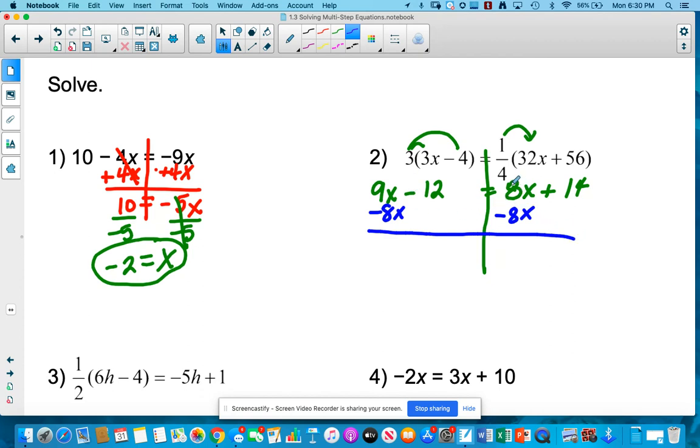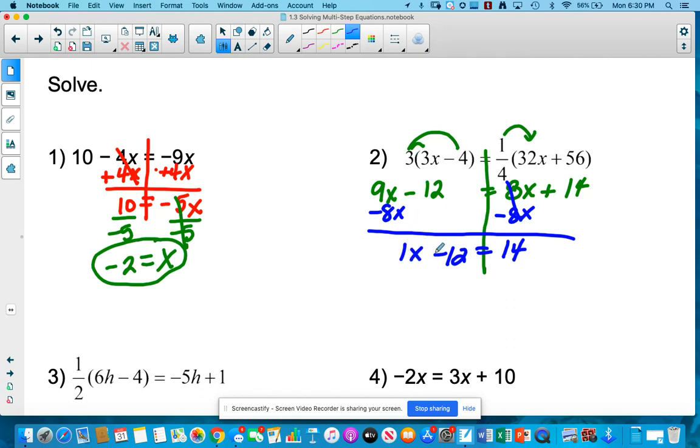Okay, so 8x minus 8x cancels out. Bring my equal sign straight down. Bring my 14 straight down. And then negative 12 comes straight down. And then 9x minus 8x is 1x.